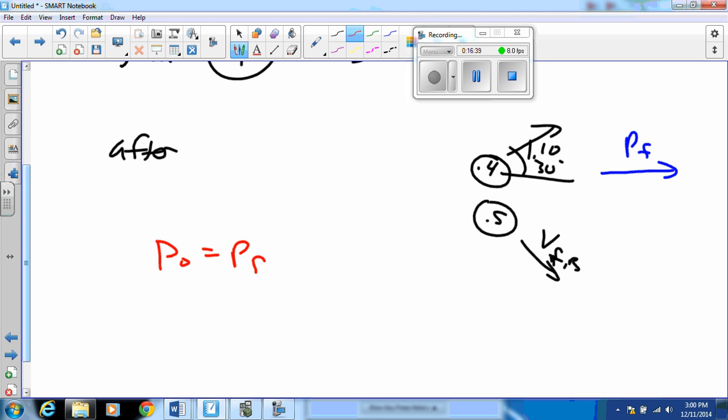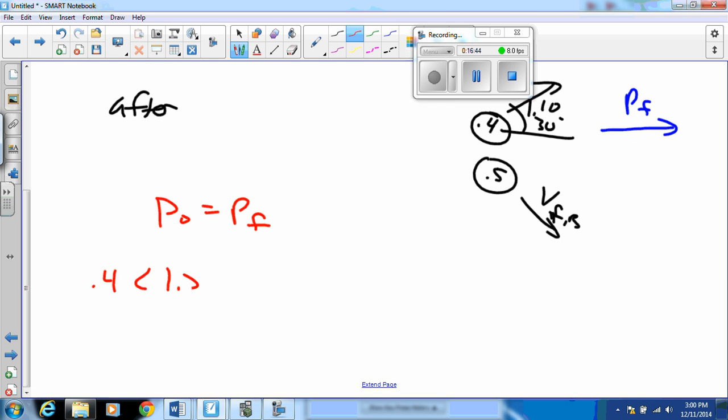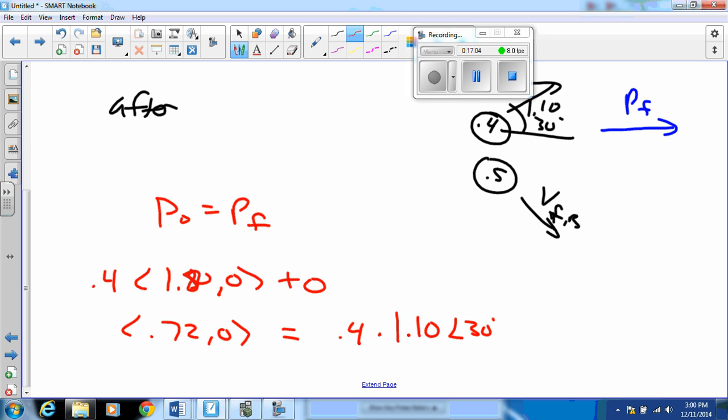So now, we construct initial equals final. And the initial momentum is easy enough. That's going to be 0.4 times 1.8 comma 0 plus nothing because the other guy is motionless. So therefore we get 0.72 comma 0 is the initial momentum. For the final momentum, I'm going to make this as easy as possible. It's going to be 0.4 times the velocity, which is 1.1 at an angle of 30 degrees, plus the momentum of B final, which I don't know. Does everybody see how that's a really simple way to capture that?